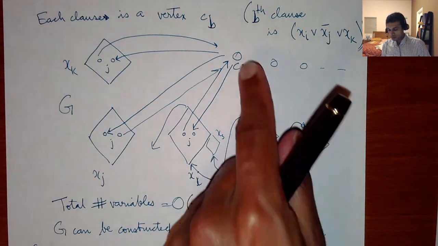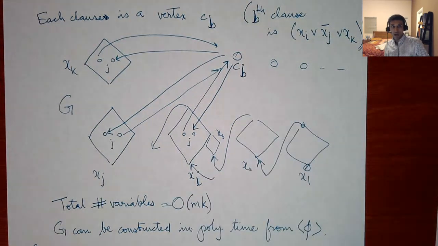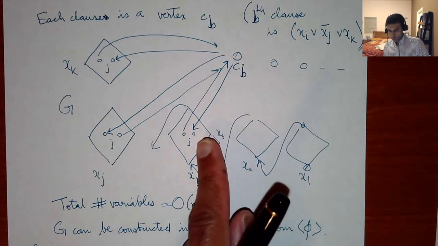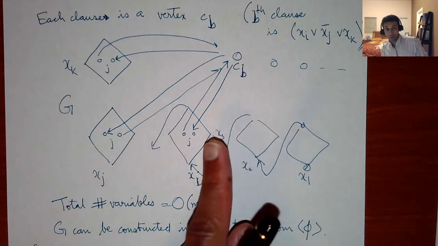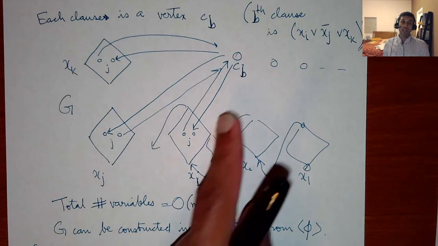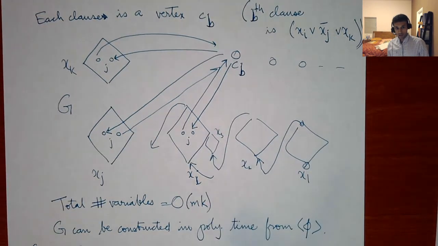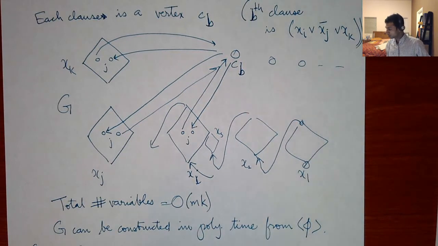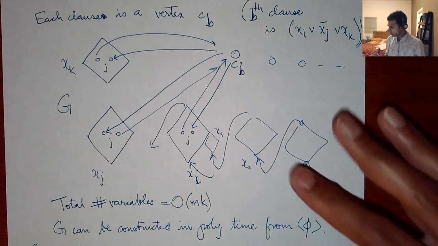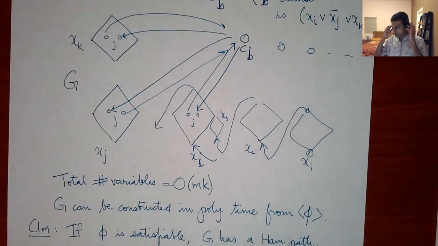It doesn't jump to another variable gadget. So when you want to argue that if you have a Hamiltonian path, when the path goes from a variable gadget to a clause, the path must return to the same variable gadget. Is that clear what I just said? Please clarify if what I said did not make sense.